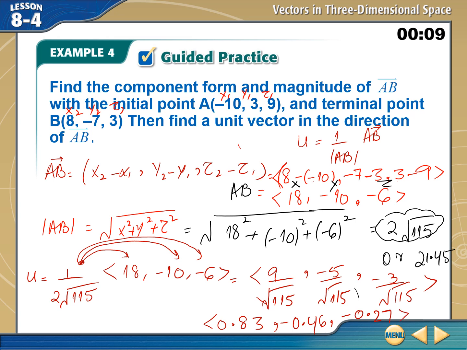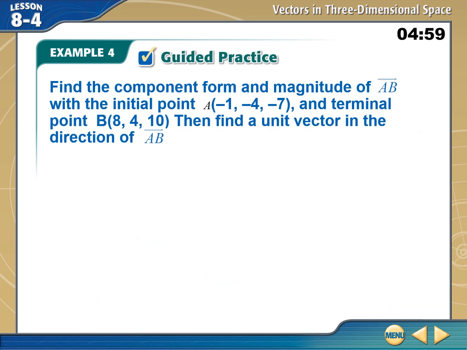Now for the next question, I would suggest pause the video and do this question yourself and then check if your answer is correct and matches my answer or not. So the first thing is that we write the formula of the unit vector, which is 1 over magnitude of AB times the components of vector AB.